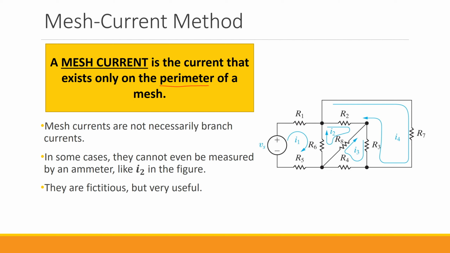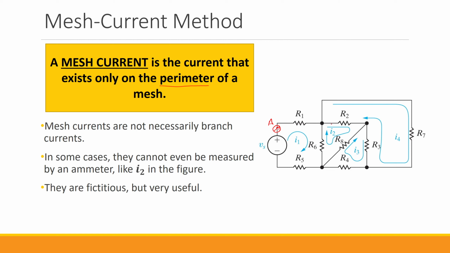There are some cases that the mesh current cannot even be measured using an ammeter. So if you want to measure I1, you can easily put an ammeter here in series with these components and find I1. But what about I2? As you can see, these three components create the second mesh. But all of them are shared between two meshes. So R2 is shared between mesh 2 and mesh 4. R8 is shared between mesh 3 and mesh 2. And R6 is shared between mesh 1 and mesh 2.